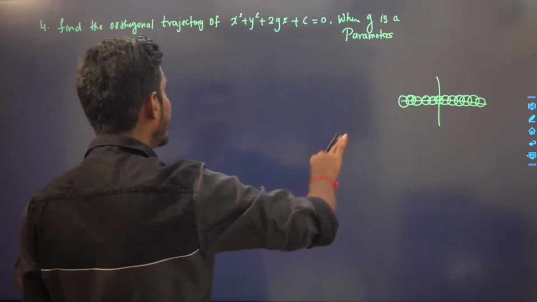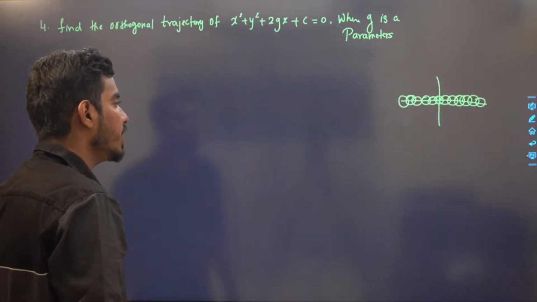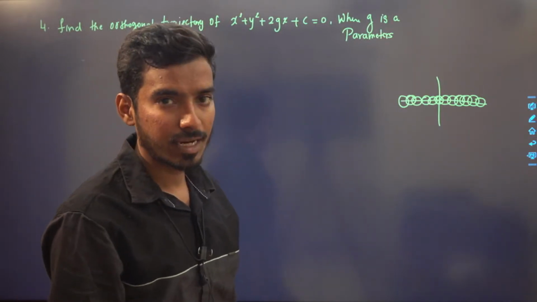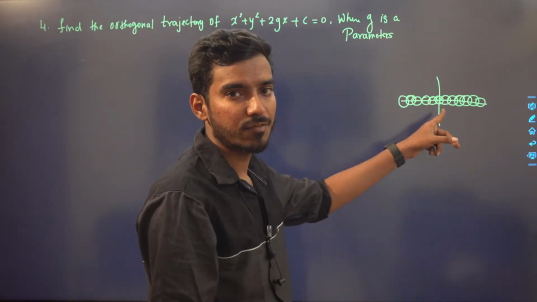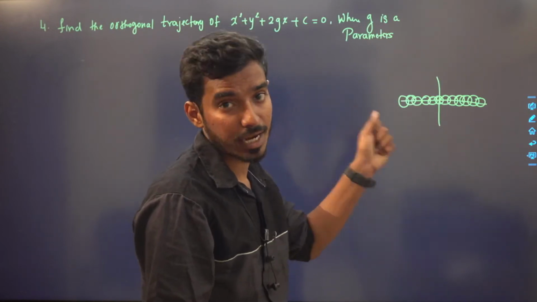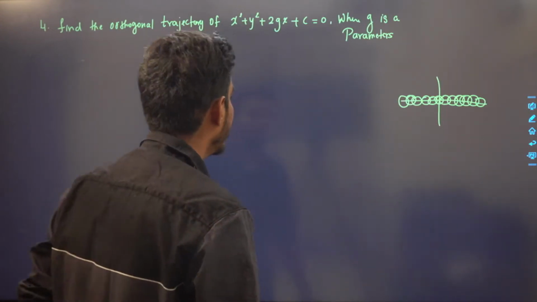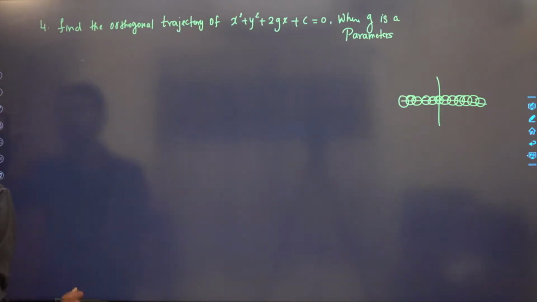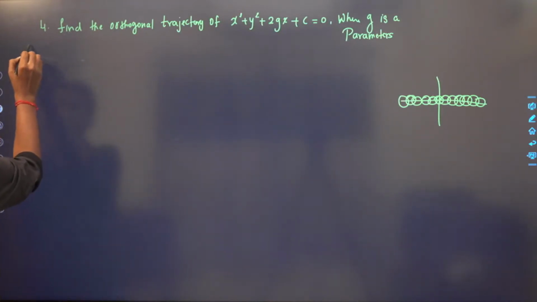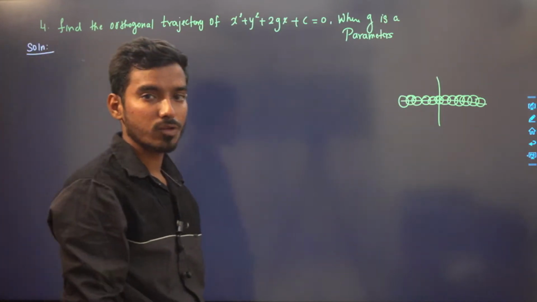So this is the family of curves given, and you need to find the orthogonal trajectory. That means you need to find a curve that cuts every member of the family, and it has to cut at right angles also. Right? Okay. So we will do this very important problem. The next two problems, that is the fourth problem and the fifth problem, are very similar, so we will do this, right?